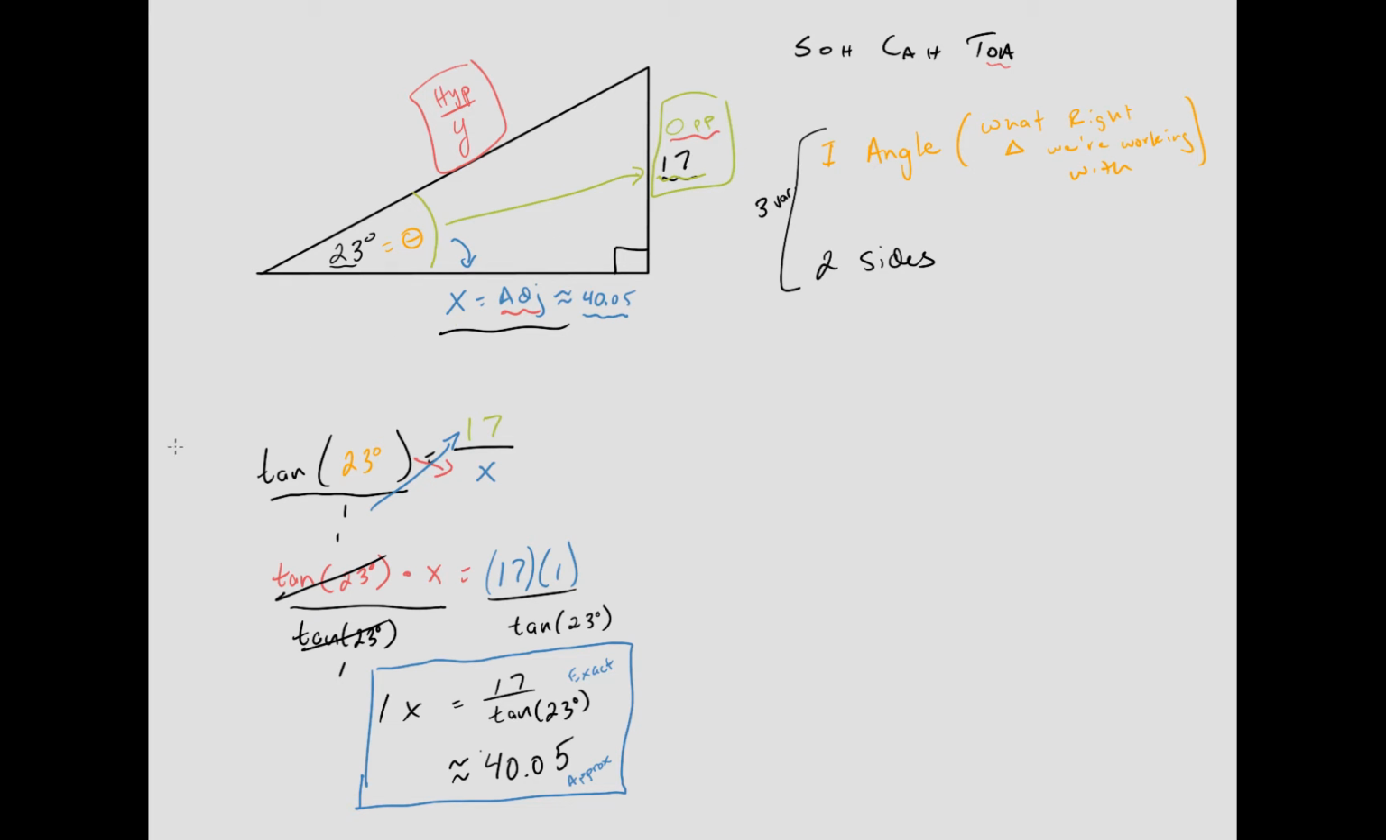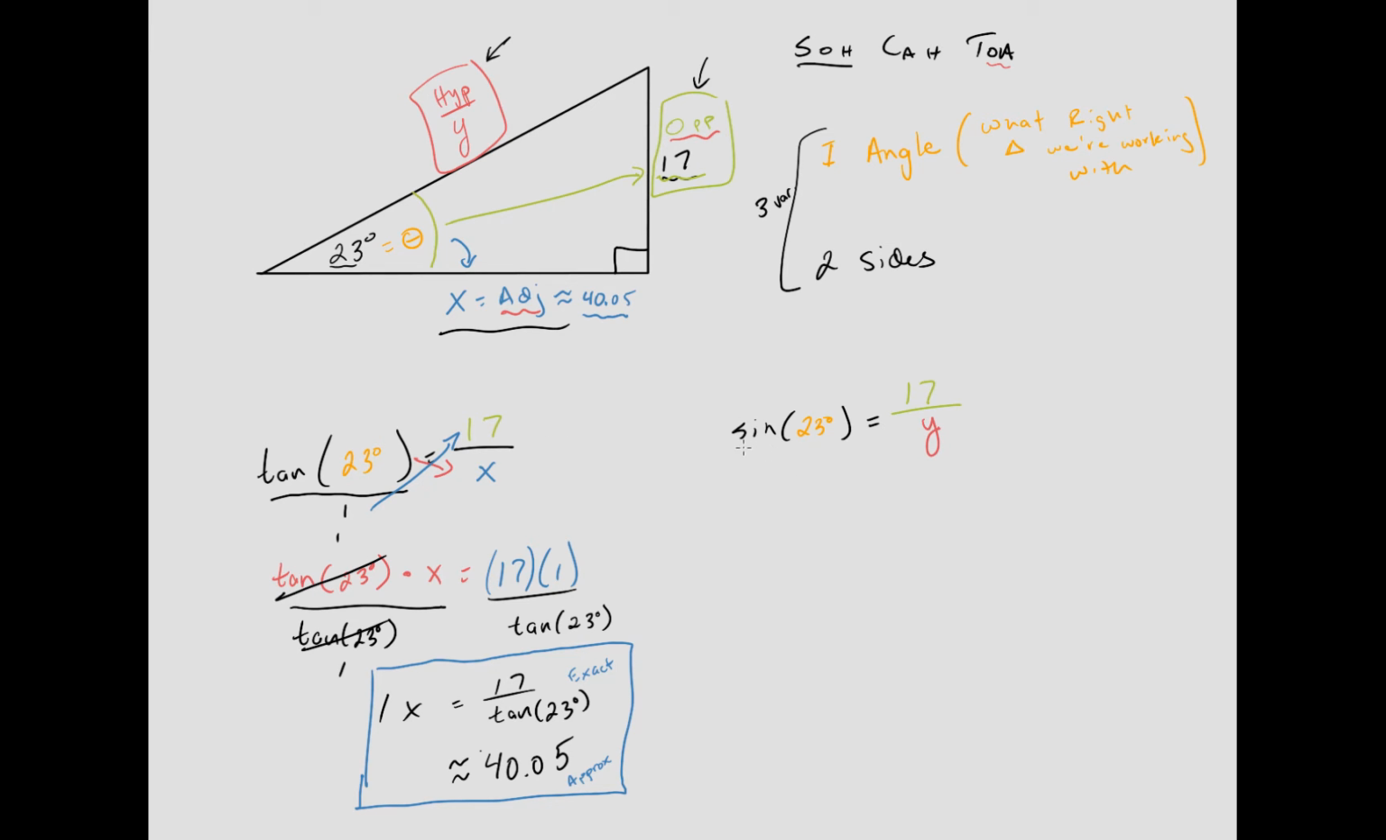So I need to look back up here and decide, well, which one of these trig functions is going to use the hypotenuse and the opposite side? Which one's that trig ratio? And I can see that is SO, or sine. So sine of 23 degrees is equal to the opposite side, 17, over the hypotenuse, y.